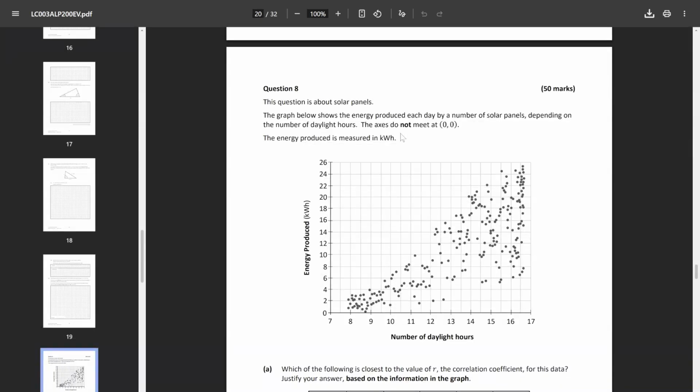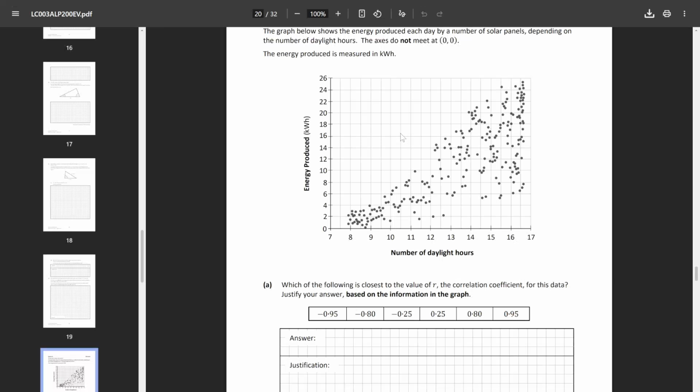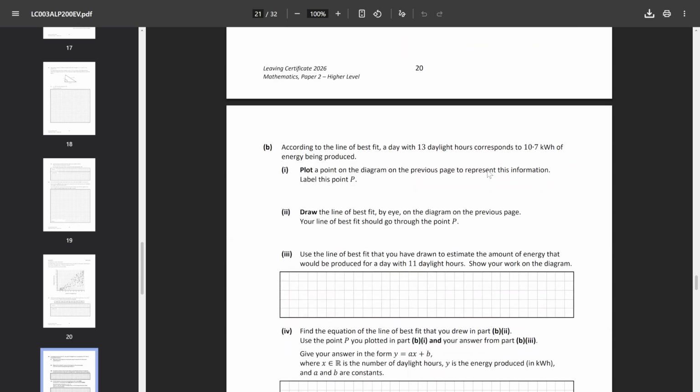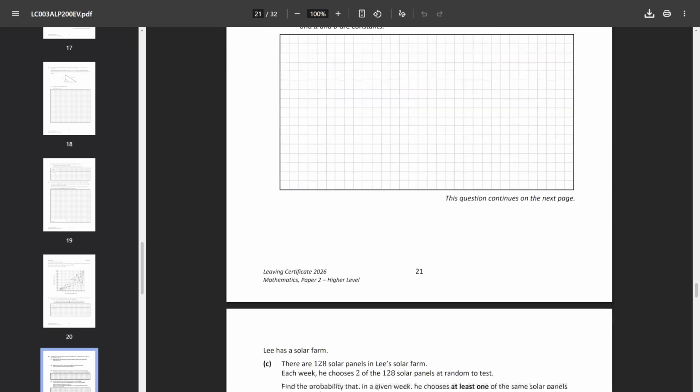Now, question 8. I've mentioned that question 7 was nice, but I think question 8 was even nicer. So, a pretty straightforward start about correlation coefficient, just how correlated this data is. And then drawing some lines of best fit and interpreting it. So, these 4 parts, really quite straightforward. I'd say probably 15-20 marks just on this.